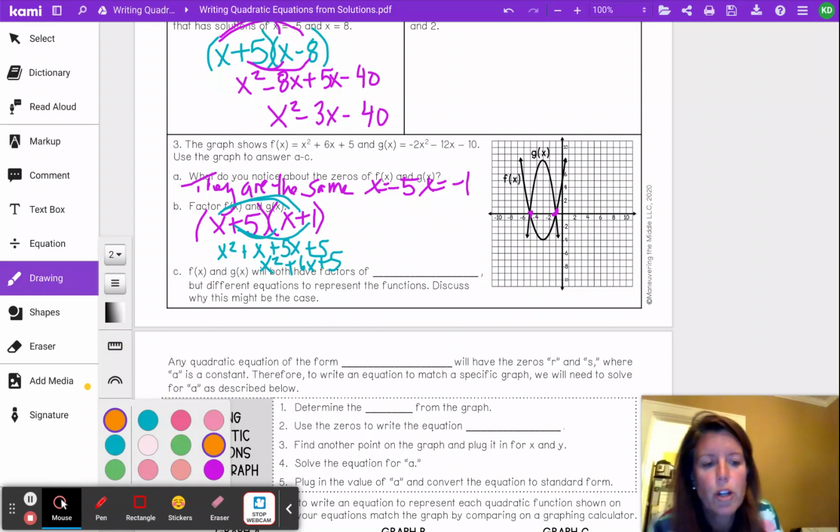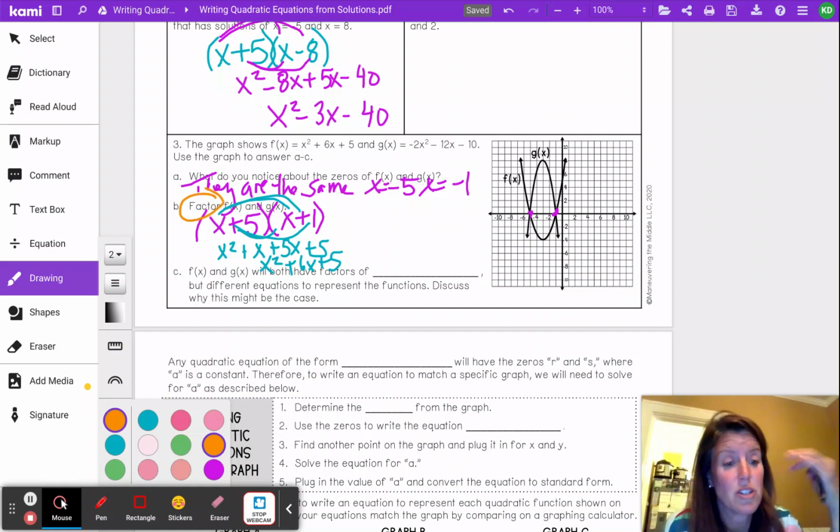Whenever you're reading a question like this, ask or see what it's wanting you to do. This is saying factor. You know what I did? I just kind of didn't read it. So that's my fault right there.